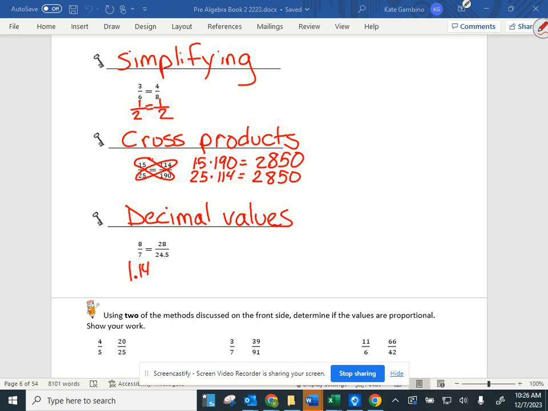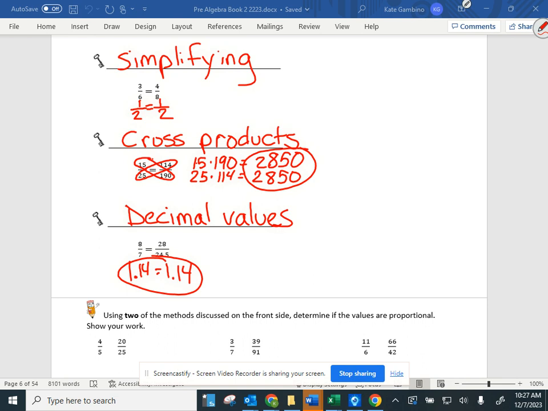1.14. So I'm going to find the decimal of my second fraction. 28 divided by 24.5. What do I get when I put that into my calculator, Emerson? 1.14. I know it's a proportion if I take my numerator and divide it by my denominator, and they both are the same decimal. They have to be the same. Same decimals, same cross products. That's how we know it's a proportion.